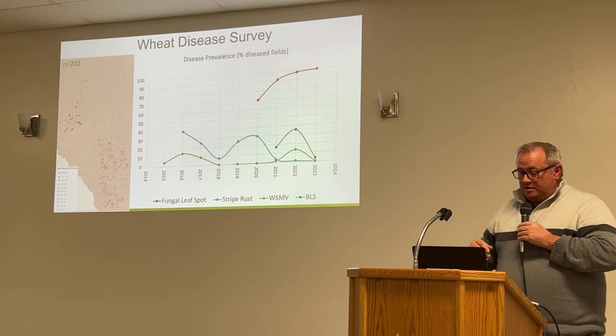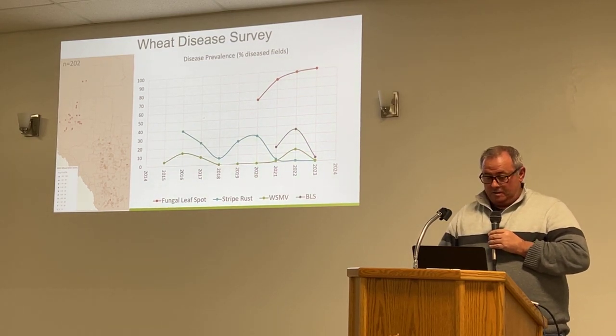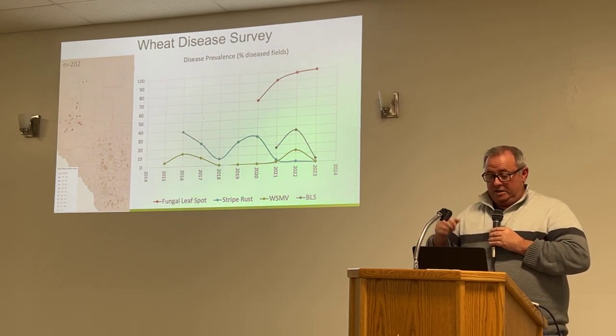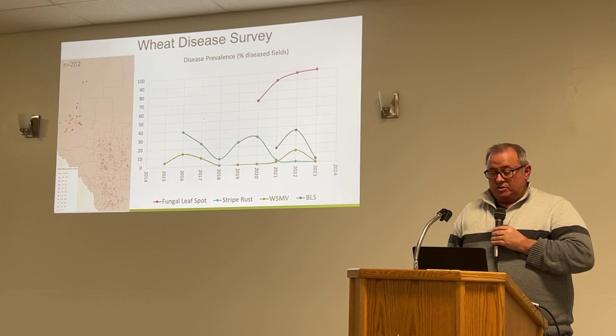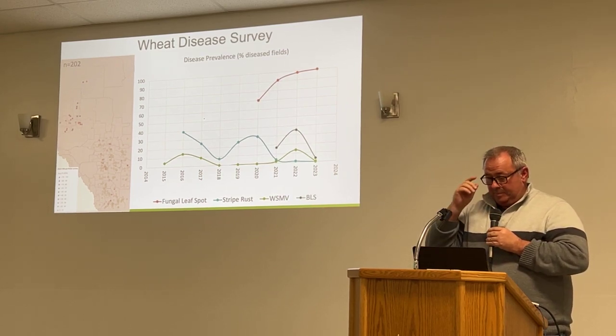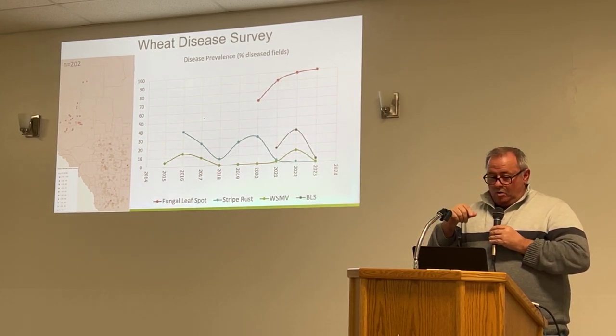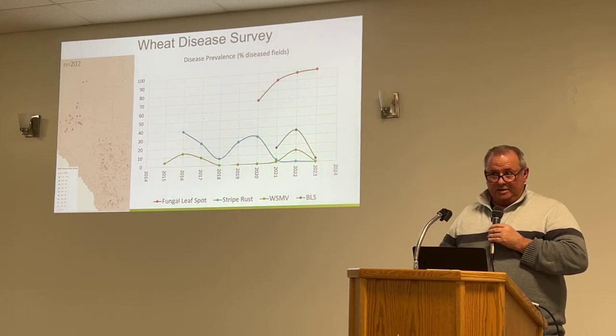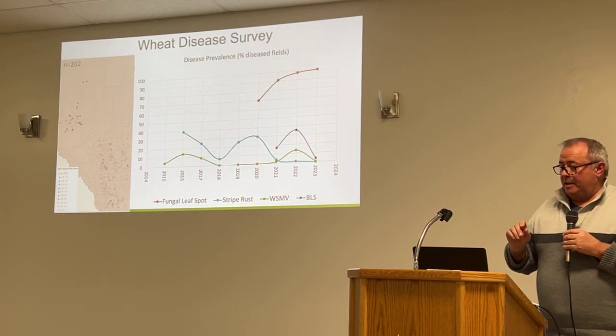And the red line is fungal leaf spot in wheat, the blue line is stripe rust, the green line is wheat streak mosaic, and then you can see that over the last 3 years we've been doing some surveillance for bacterial leaf streak. So why does the number go way up in 2022 and then come down in 2023 for bacterial leaf streak? I just want to explain that.